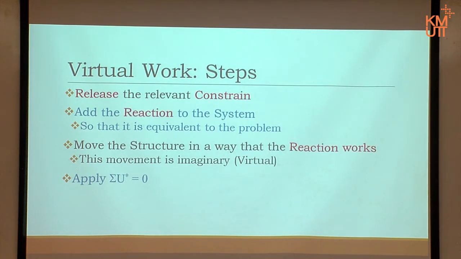I just made it red because it's the keyword of each step. The first step is release constraint. Second step, add back the reaction. And then the next step, move it in such a way that the reaction does work. You can see only one reaction at a time. If you see 2 reactions, you're in trouble, because we have only one equation. So one reaction at a time.